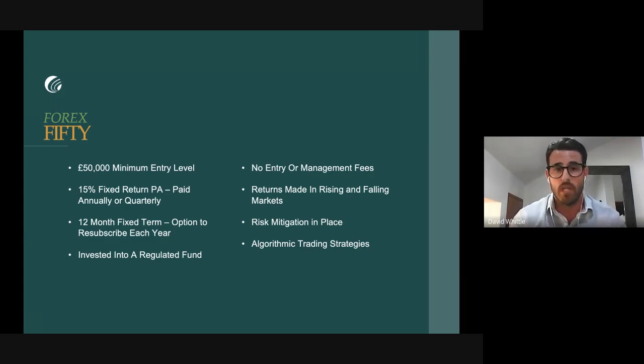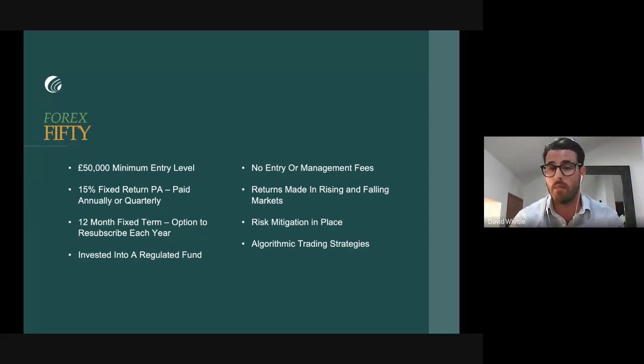So the product has a £50,000 minimum entry level and provides a 15% fixed return per annum, which can be paid on an annual basis if someone's looking at growing and compounding their returns, or on a quarterly basis if you're looking at an income investment.